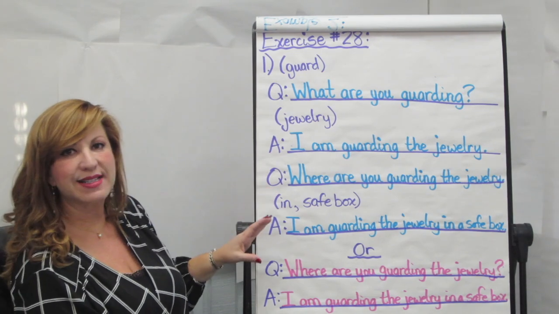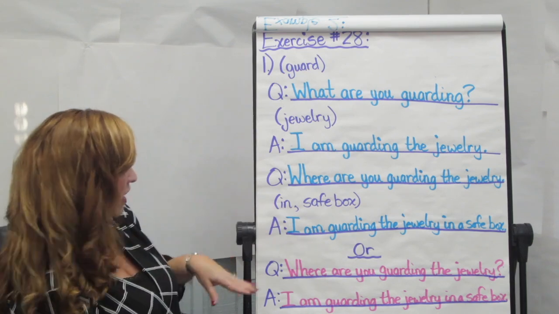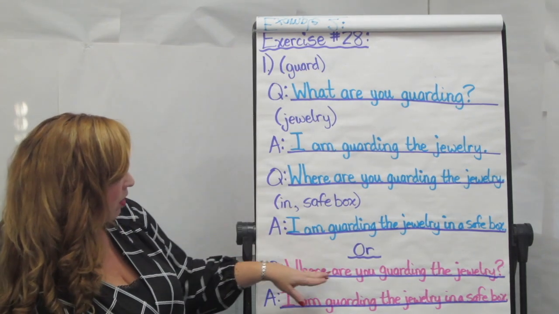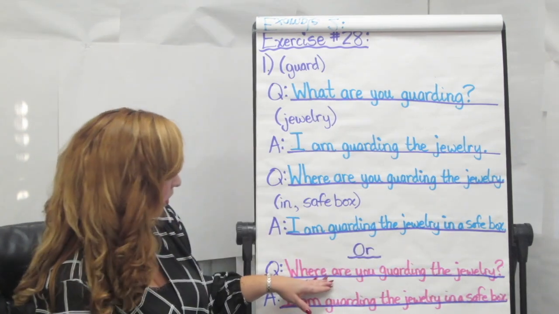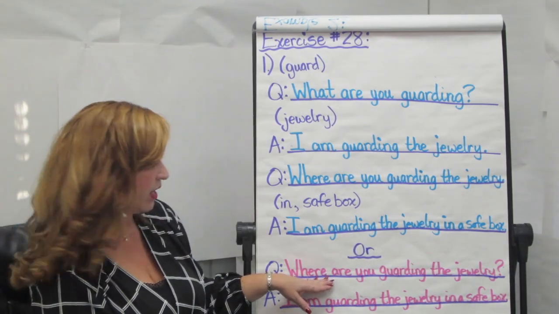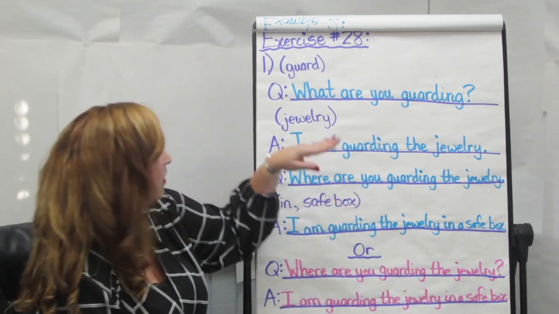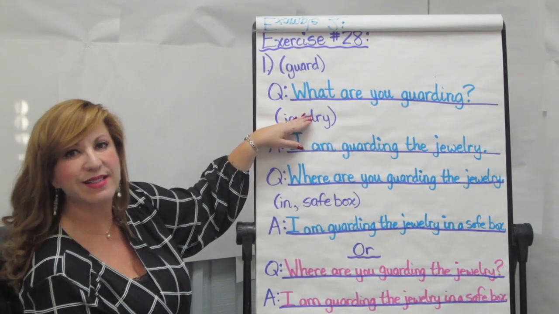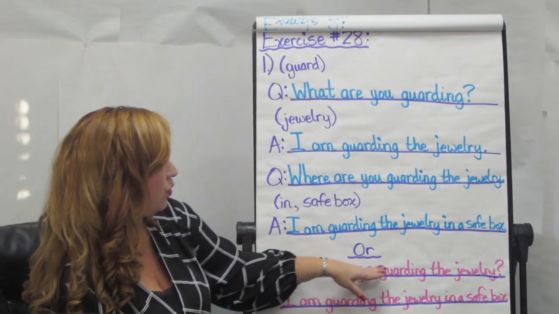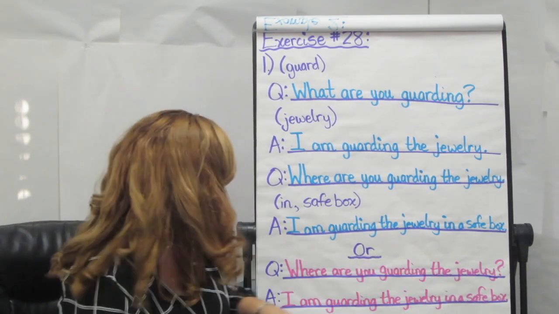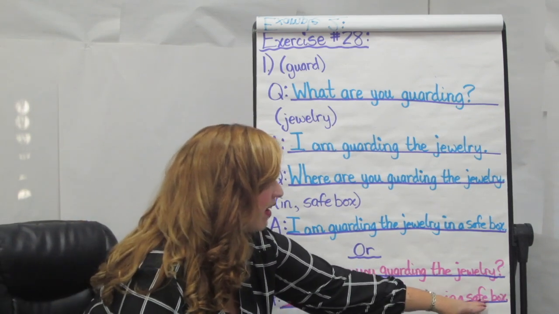Let's look at our what and where question together. So, where are you guarding the jewelry? So here, in my question, I'm already addressing the what. The what would be the jewelry. That is the object. So, where are you guarding the jewelry? I am guarding the jewelry in a safe box.